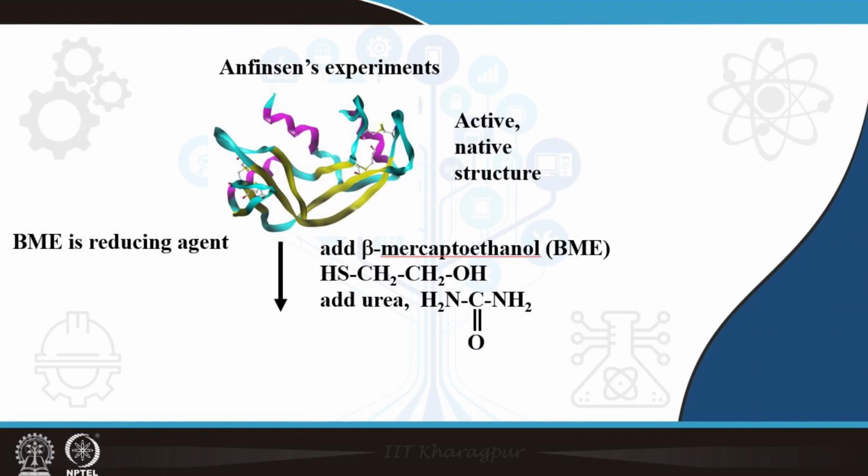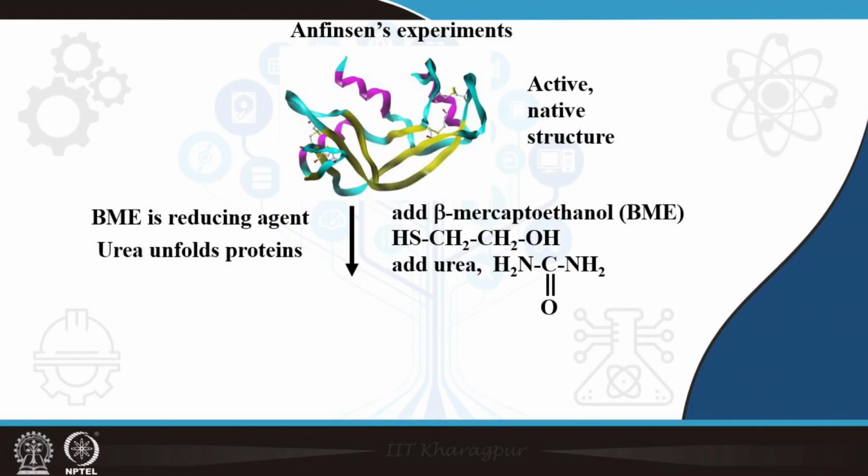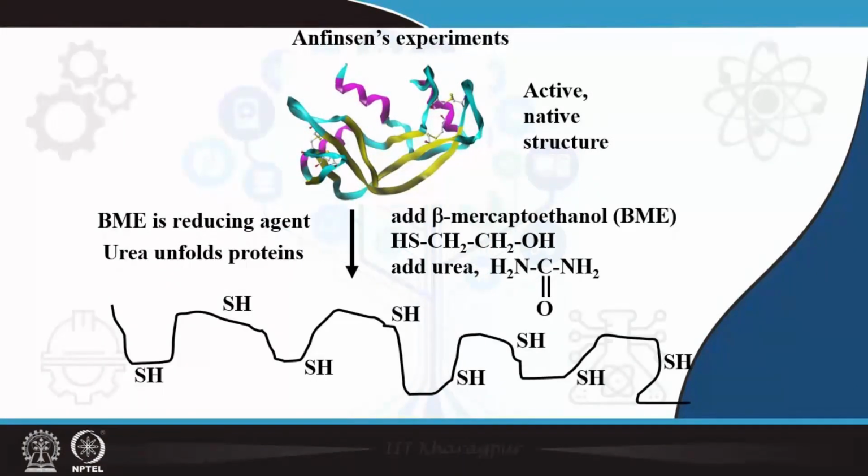What urea does, we learn again later, is it unfolds the protein. Now, what do we mean by unfolding the protein? It means that all the interactions that occur in the folded protein, which we'll be studying as we go along or understanding protein structures, the whole thing is unfolded to form a long polypeptide chain. So, that is what it's going to look like now.